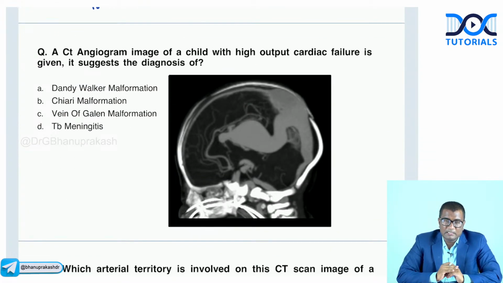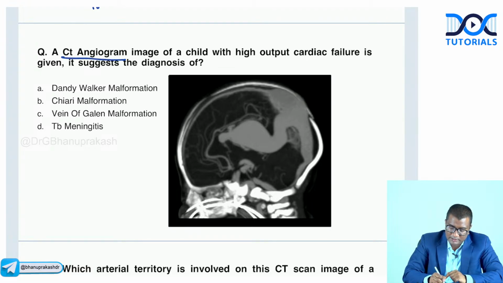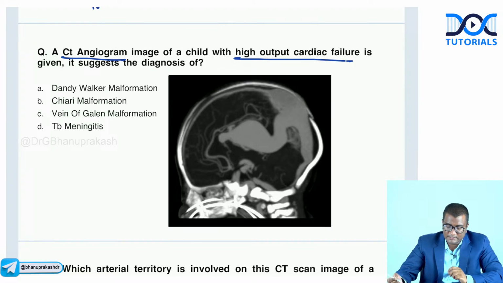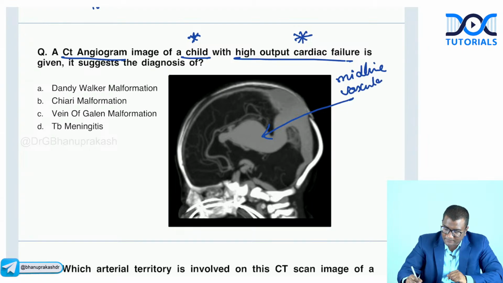Now, let's look at the next one. A CT angiogram image is obtained of a child with high output cardiac failure. The following image is obtained. What is the likely diagnosis? So you have a child with cardiac failure and a CT scan showing a midline vascular swelling in the brain. So this is nothing but a vein of Galen malformation.